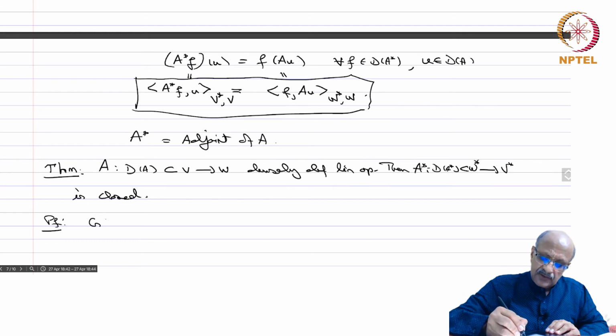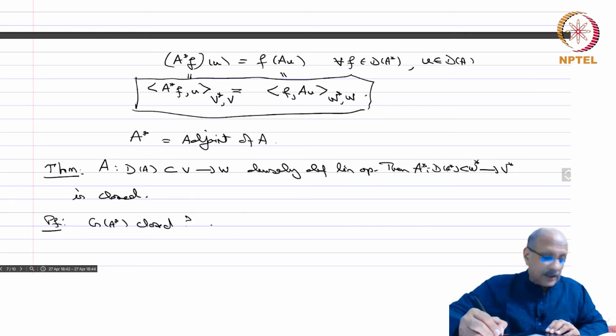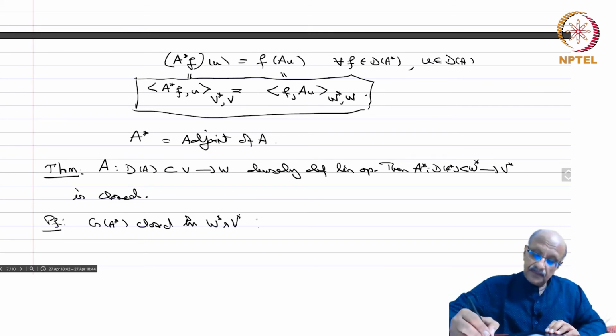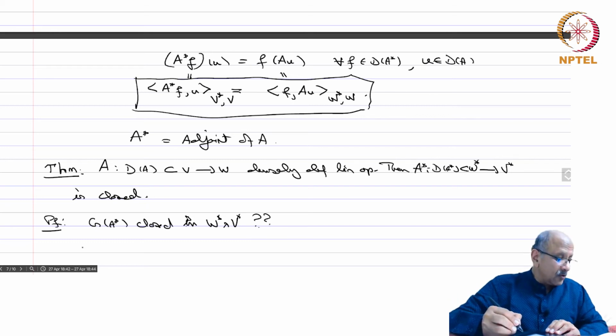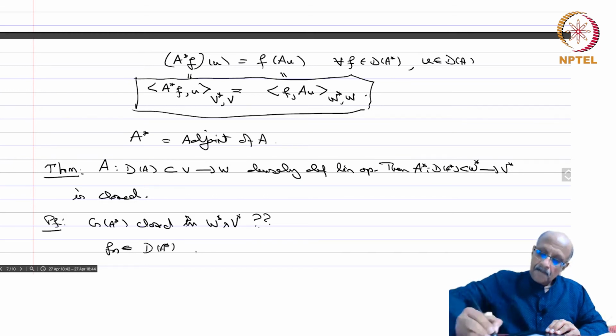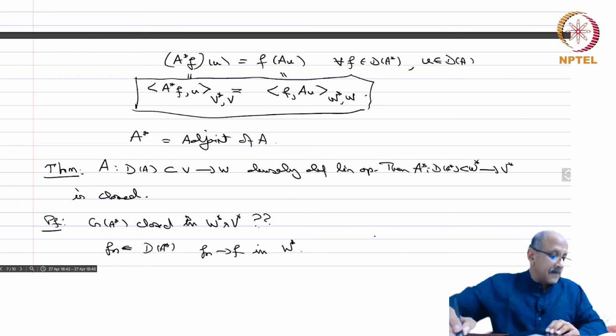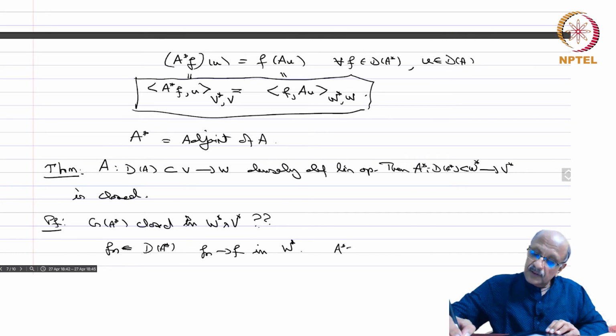To show the graph of A star is closed in W star cross V star. Let us take fn in D of A star, fn going to f in W star, and A star fn going to g in V star.